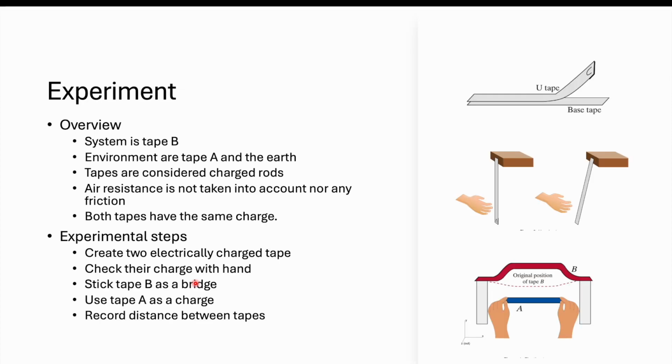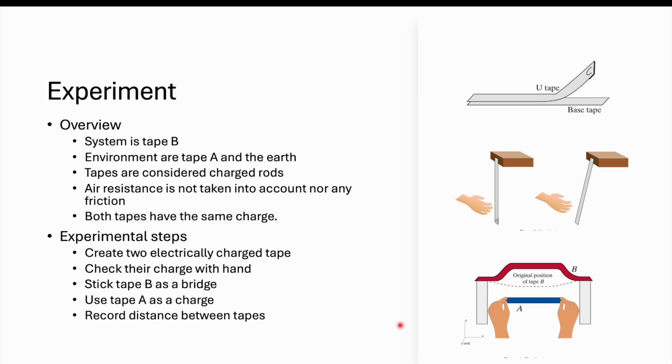So here's the experiment. As a little overview, the system is tape B, and the environment is the Earth, which creates the gravity, and tape A, which is similarly charged to B, that repels the tape B to keep it in equilibrium. So the tapes are considered as charge rods and not point charges like last time. Air resistance and friction are not taken into account, and we assume that both tapes have the same charge.